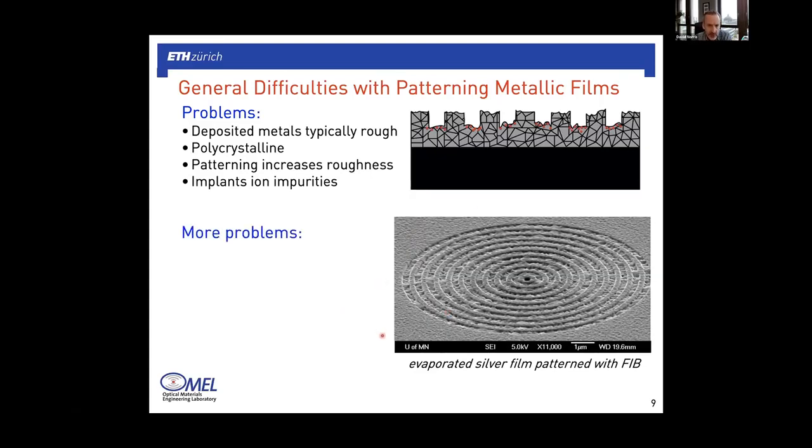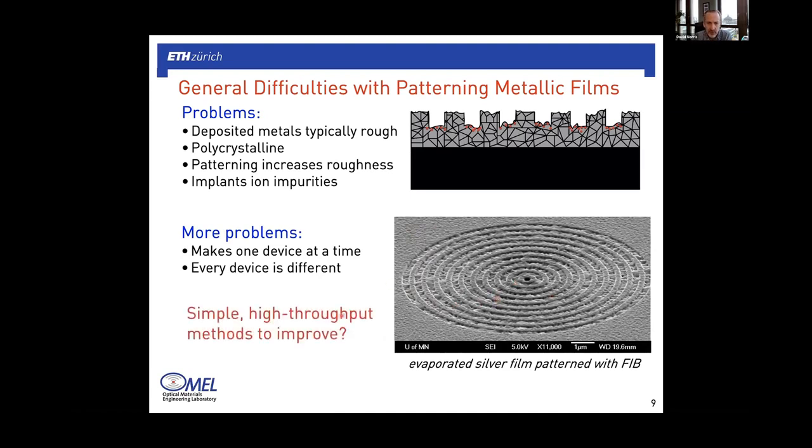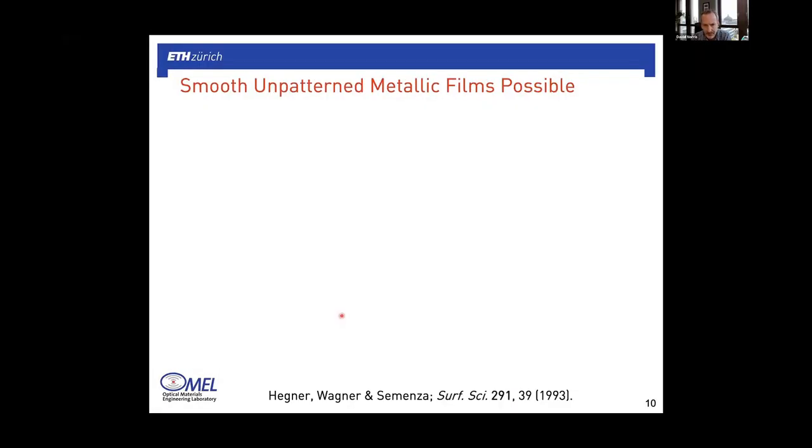And in addition, this kind of approach basically makes one device at a time. Each device is different because all this grain structure is different. And so we started looking for simple high throughput methods to try to improve this situation. And what we realized is that there was an approach known to make smooth, flat, or unpatterned metallic films, which is known as template stripping.